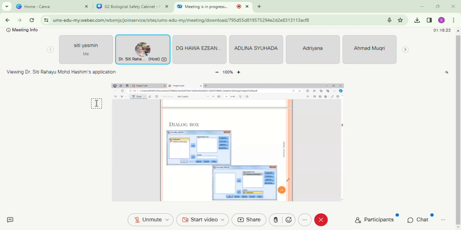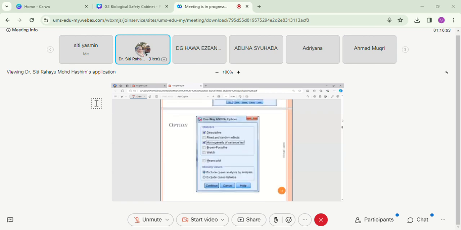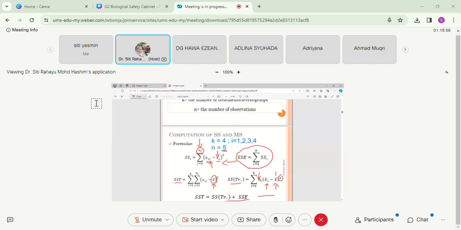So you will get this dialog box, and then you can see the list of the variables. You need to transfer the whiteness reading into dependent list and the detergent into factor list, become like this. Okay, and then you need to click the option button. Why is that?